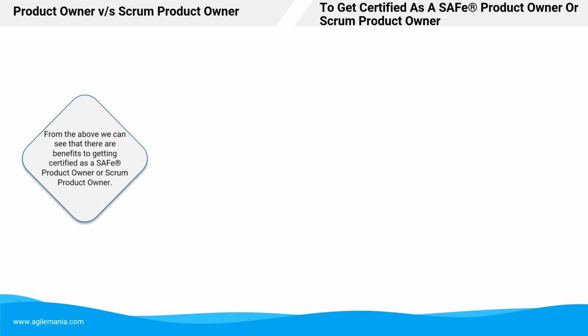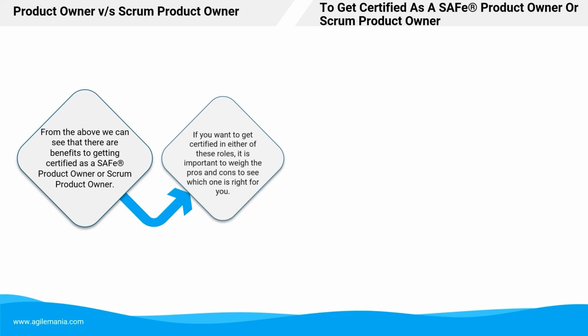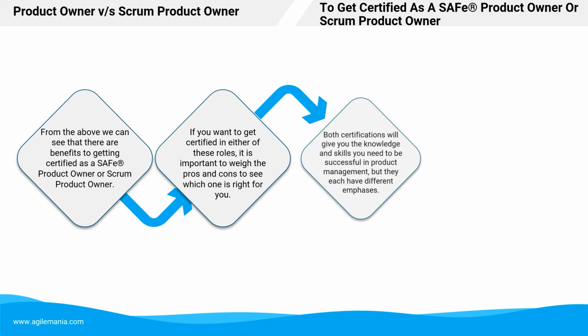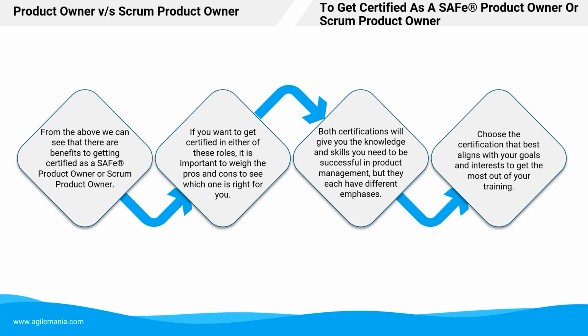From the above, we can see that there are benefits to getting certified as a SAFe Product Owner or Scrum Product Owner. If you want to get certified in either of these roles, it is important to weigh the pros and cons to see which one is right for you. Both certifications will give you the knowledge and skills you need to be successful in product management, but they each have different emphases. Choose the certification that best aligns with your goals and interests to get the most out of your training.